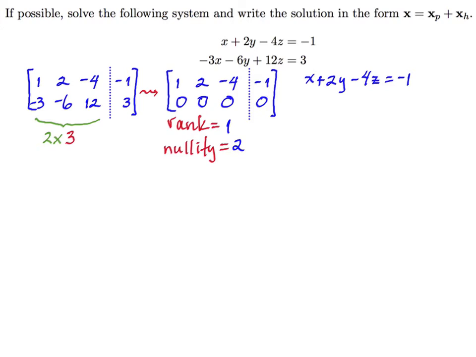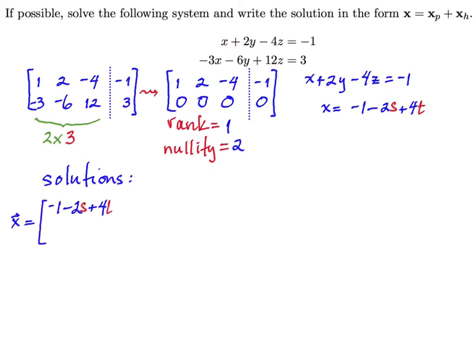So we can see that we've got two independent variables, or two free variables, and so those are going to be s and t. So x is really -1 minus 2s plus 4t. And so we can write the solutions of the non-homogeneous system are all going to look like this. X has to be -1 minus 2s plus 4t is the first component. The second component has to be s, and the third has to be t.